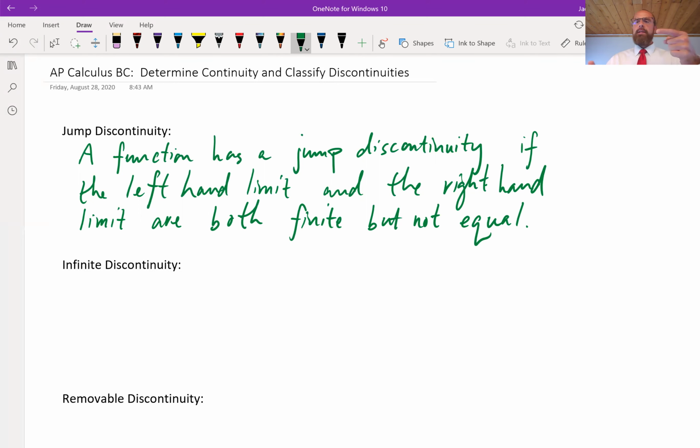So if the left-hand limit and the right-hand limit are both finite, which means they come to a certain number in the y values, but those y values aren't the same numbers. Let's sketch an example here over to the side. A lot of times a picture is worth 1,000 words. So let's say we have a function that's kind of a quadratic function that's beginning here in quadrant 2 and swinging down through 3 and 4.